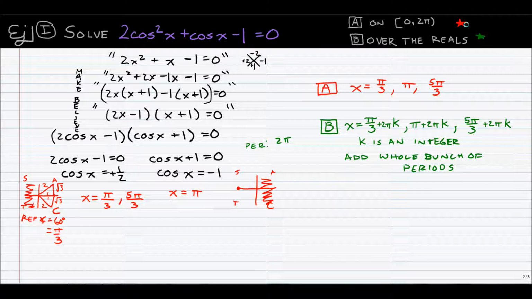We've found them all. The red ones were the original solutions on 0 to 2 pi, and the green ones were the ones over the reals. So these are complete, totally nice answers. So voila, we've solved our first trig function.